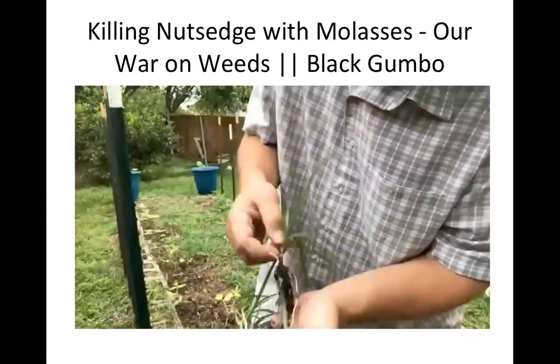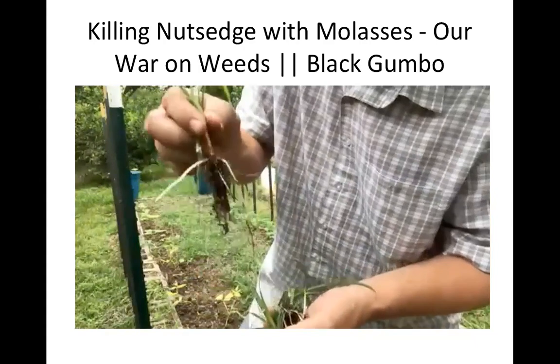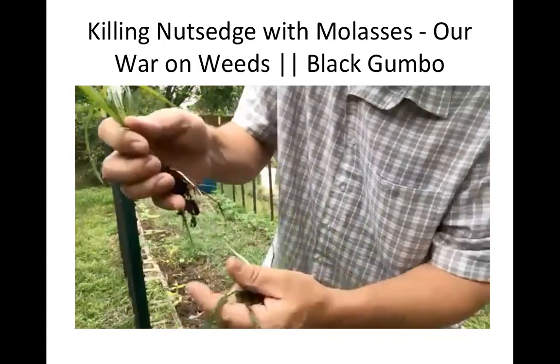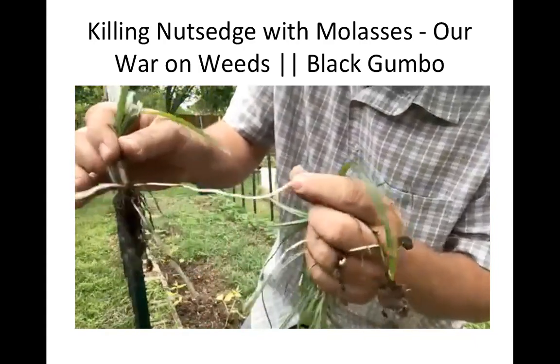So in order to kill nut grass, you have to not just pull the roots, because it spreads underground by these rhizomes.